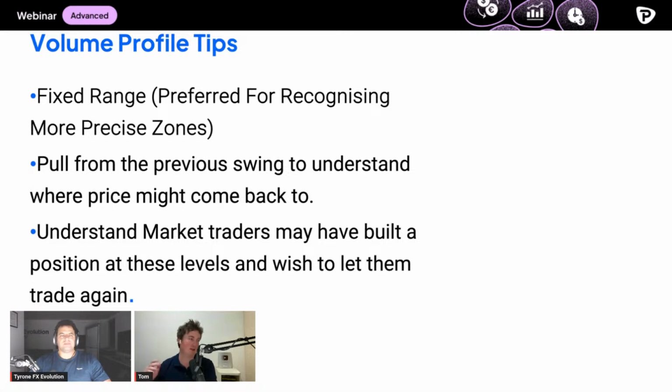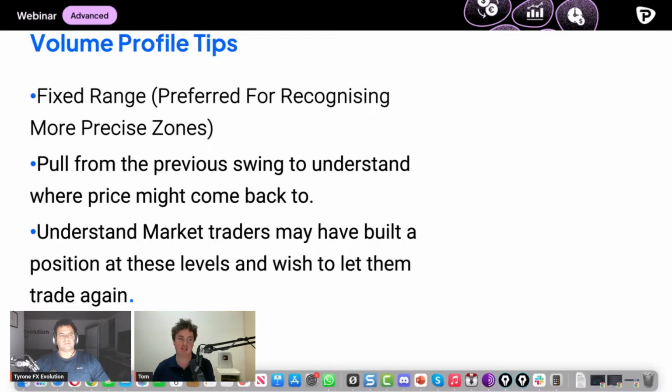So, of course, again, fixed range is the preferred use here with supply and demand. We pull from the previous swing to understand where the price might come back to. Just an example to summarize here today. If we have a market that's done this and come down, then what we'll do is pull from the high all the way to the low. We'll use a fixed range volume profile in this case.